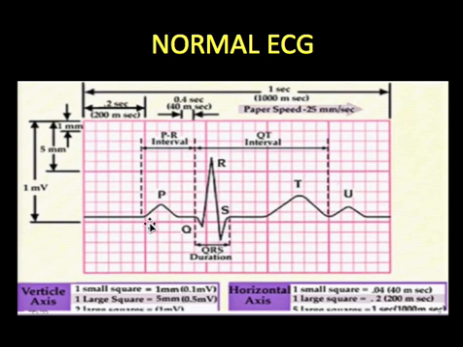For example, P is a positive wave, R is a positive wave, T is a positive wave, U is a positive wave. Anything going below is a negative wave. So S is a negative wave. We also need to know the important intervals. For example, the PR interval, the PR segment, the QRS duration, and the QT interval. We'll discuss them in step 6 as we go on.